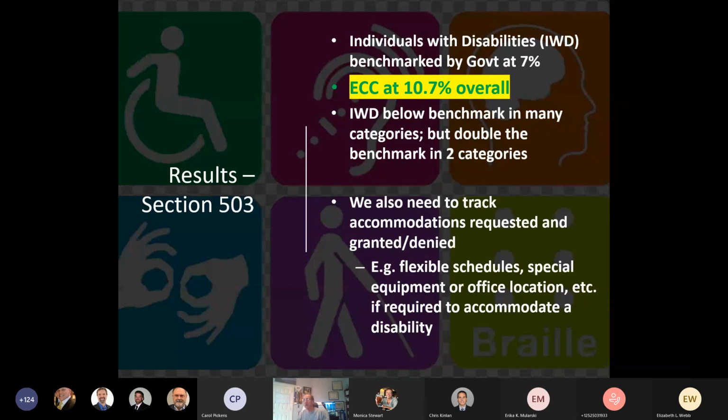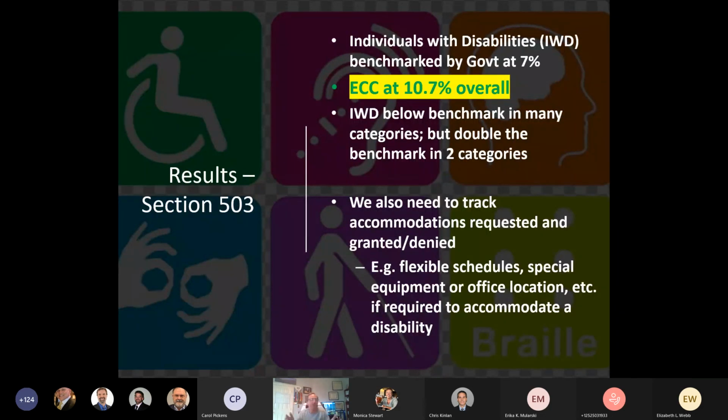If I have some sort of condition where I need to work a flexible schedule or potentially work at a different location. Let's take a really obvious example. I'm not mobile. I'm in a wheelchair. I don't want to be on the 3rd floor of the office. I would like you to relocate my office to the 1st floor so that I don't have to contend with stairs and elevators all day.